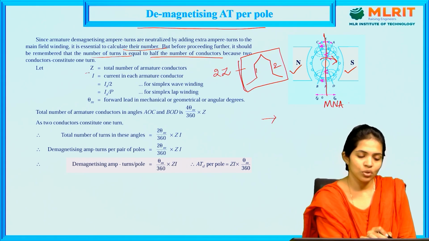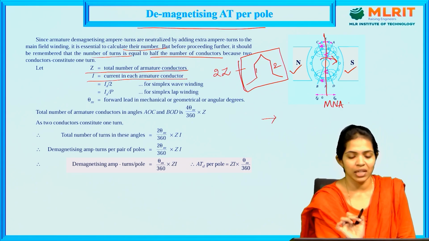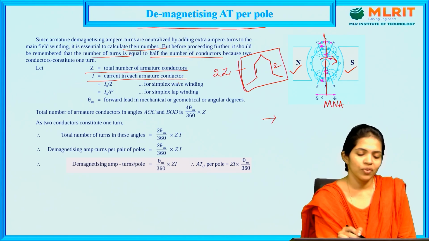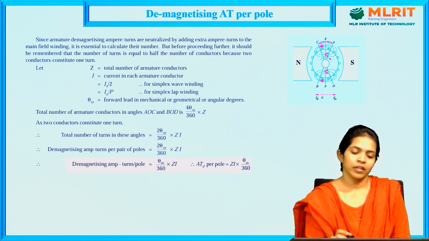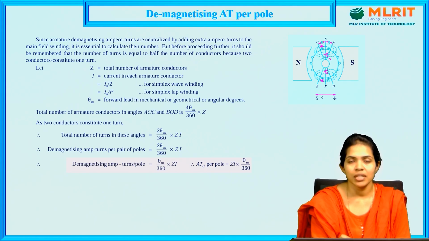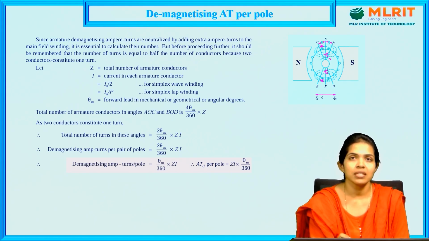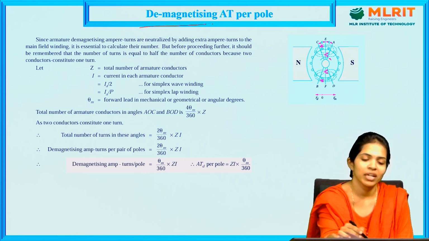So 2 conductors constitute 1 turn here. Z is the total number of armature conductors. I is the current flowing in each armature conductor. We know that for wave winding, the number of parallel paths equals 2, always. Next, we are going to calculate the demagnetizing ampere turns and the cross magnetizing ampere turns which are required to neutralize this armature reaction in the DC generator. First we are seeing the demagnetizing ampere turns.